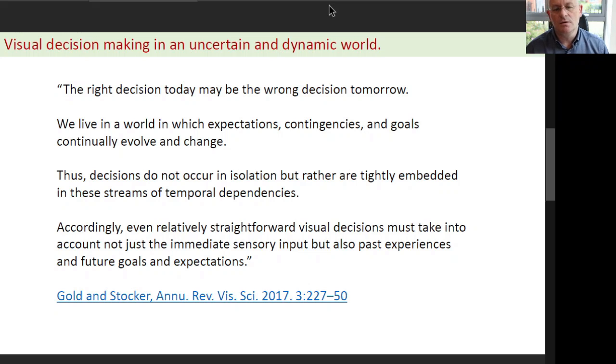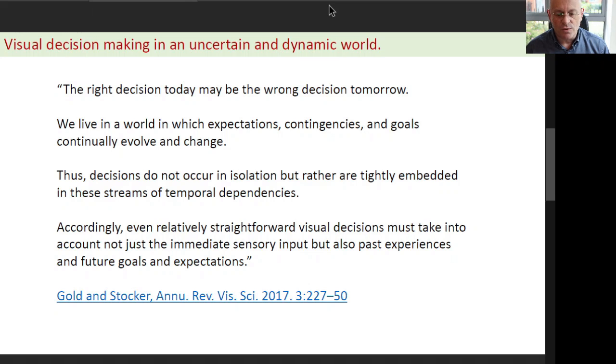They say that the temporal aspect is very important. The right decision that you make today might be the wrong decision tomorrow, and that the world that you're in, your expectations, the contingencies, the context around a problem, and your goals will evolve and change when you come to approach a decision. So decisions don't occur in some isolation in time independently of everything else, but are tightly embedded in the streams of temporal dependencies.